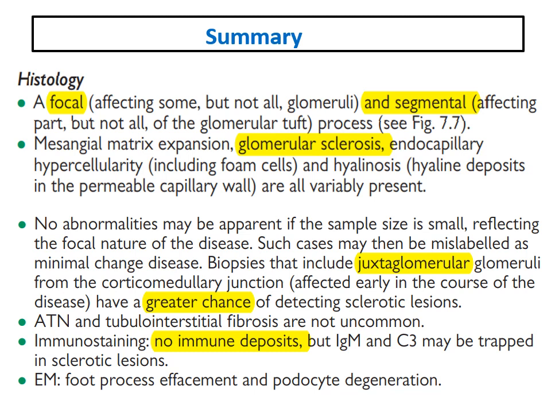Histology is characterized by focal, which means that less than 50% of all glomeruli are affected. Segmental means that at the level of each glomerulus, less than 50% is affected. And then with more sclerosis, it becomes diffuse and global. On immune staining, there are usually no immune deposits, but sometimes IgM with C3 become trapped in the sclerotic lesions. Electron microscopy reveals foot process effacement.